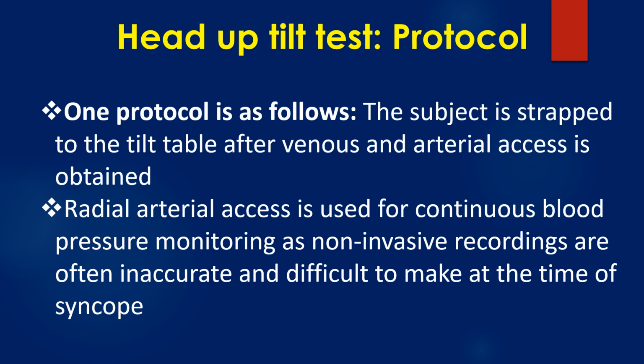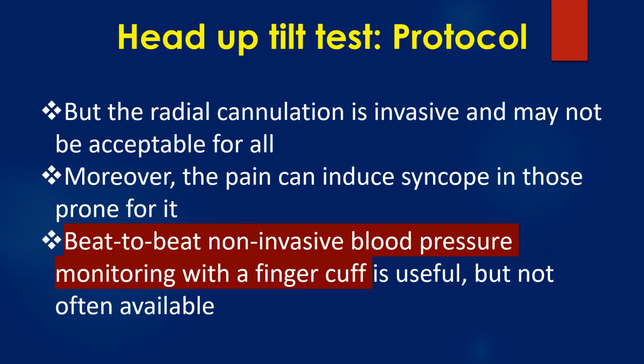The subject is strapped to the tilt table after venous and arterial access is obtained. Radial arterial access is used for continuous blood pressure monitoring, as non-invasive recordings are often inaccurate and difficult to make at the time of syncope. But the radial cannulation is invasive and may not be acceptable for all. Moreover, the pain can induce syncope in those prone to it.